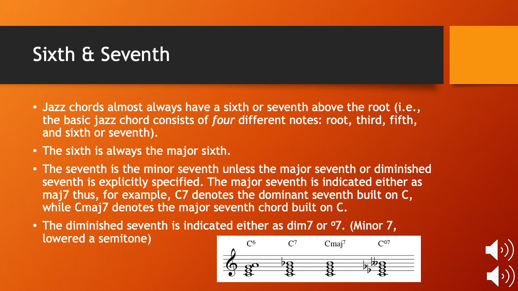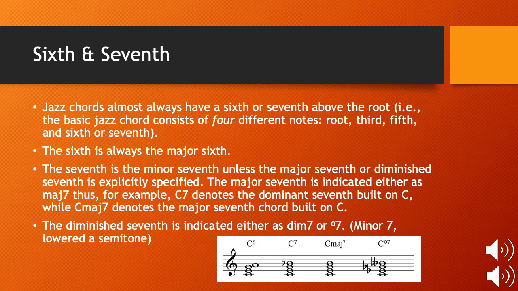Sixths or sevenths. Jazz chords almost always have a sixth or seventh above the root. That is, the basic jazz chord consists of 4 different notes: a root, a third, a fifth, and a sixth or seventh. The sixth is always the major sixth. The seventh is the minor seventh unless the major seventh or diminished seventh is explicitly specified.